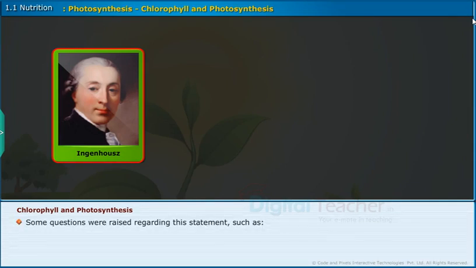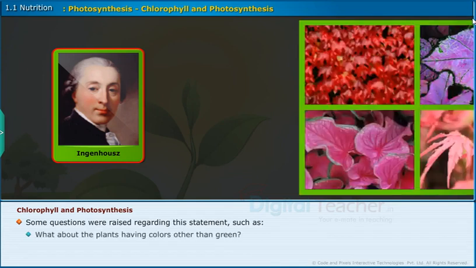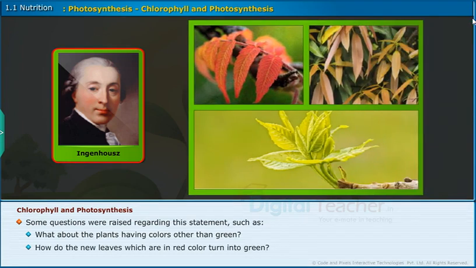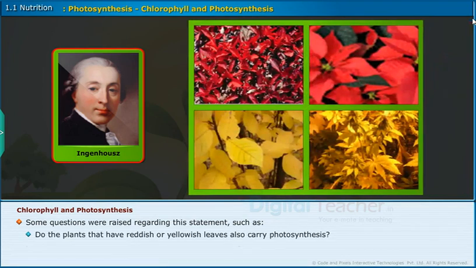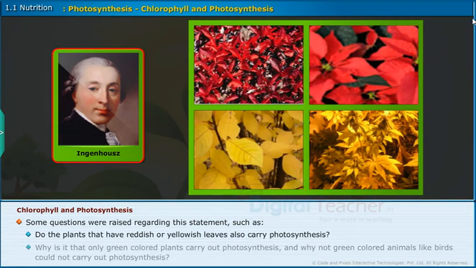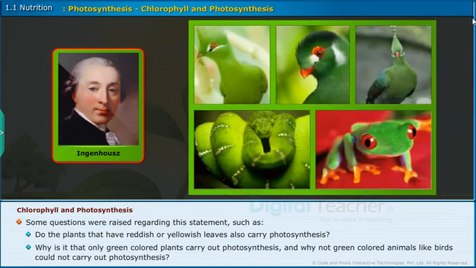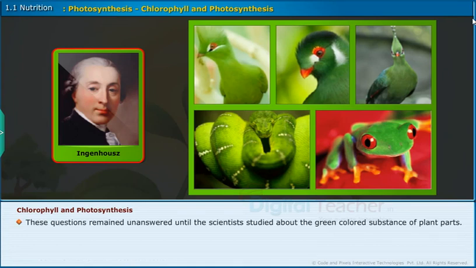Some questions were raised regarding this statement, such as, what about the plants having colors other than green? How do the new leaves which are red in color turn into green? Do the plants that have reddish or yellowish leaves also carry out photosynthesis? Why is it that only green-colored plants carry out photosynthesis, and why could green-colored animals like birds not carry out photosynthesis? These questions remained unanswered until the scientists studied the green-colored substance of plant parts.